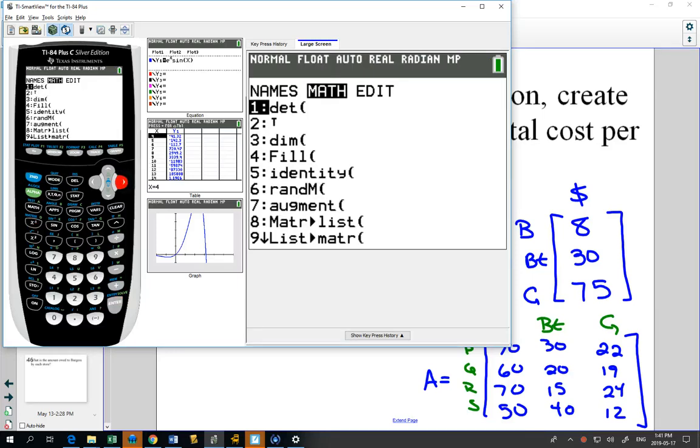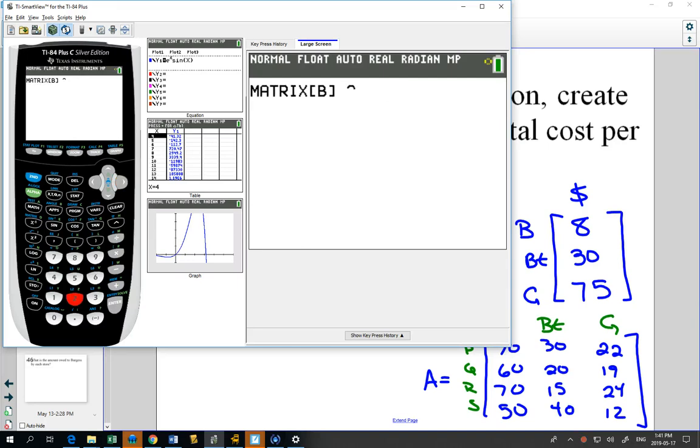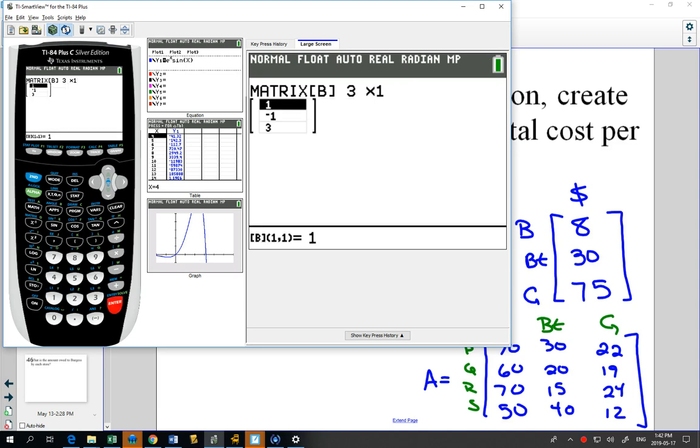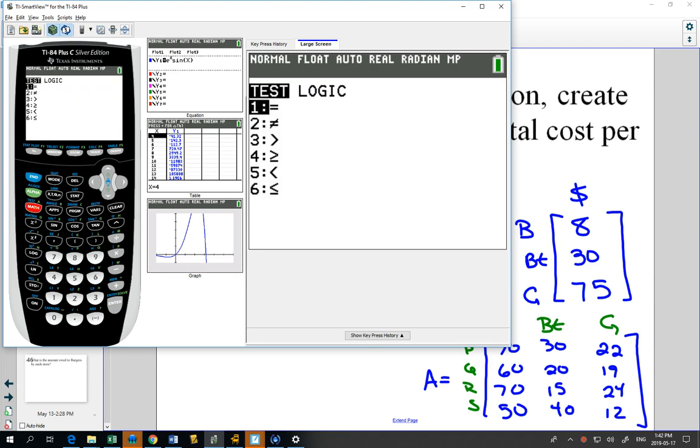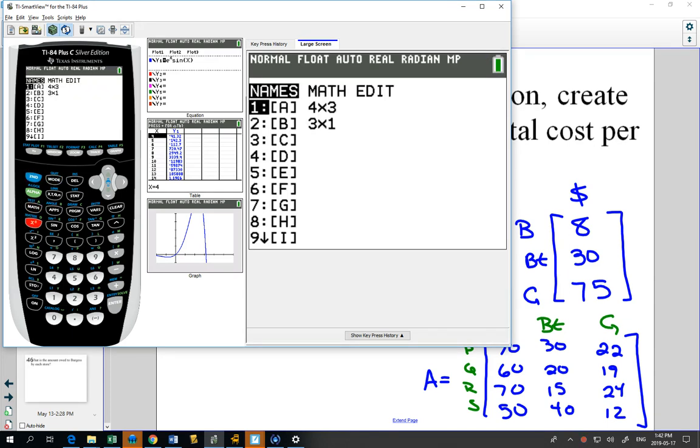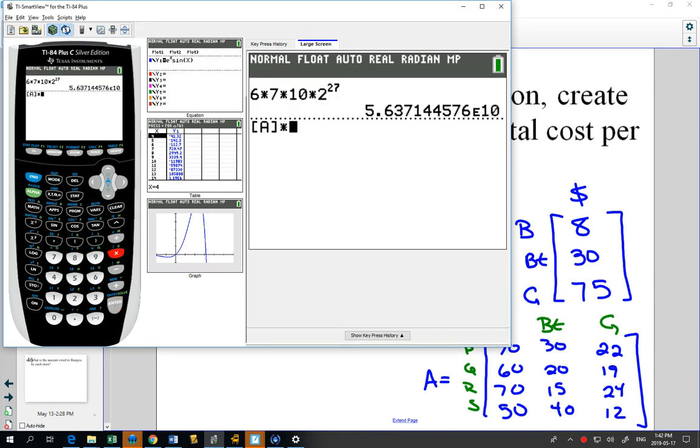And I'll edit matrix B. Matrix B is a 3 by 1. 8, 30, 75. I can go to my calculator, and I can now do matrix A times matrix B, and I get an answer.